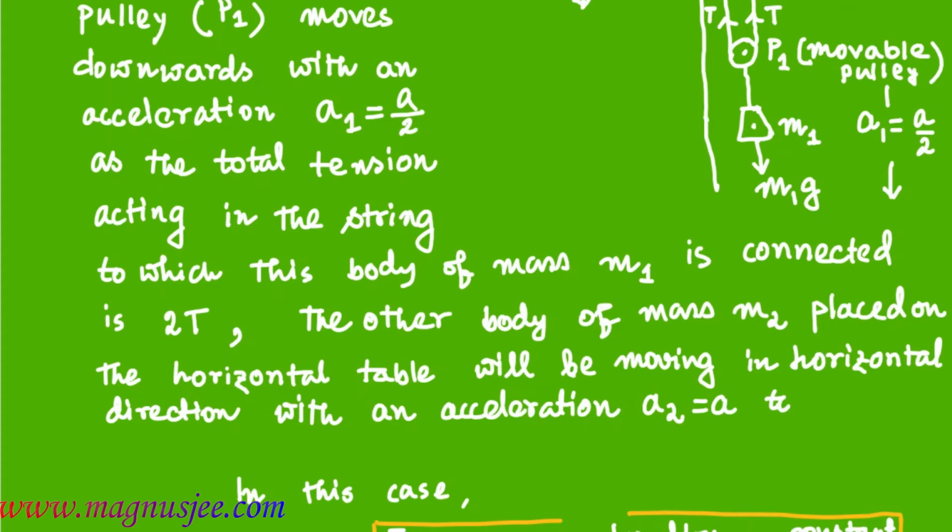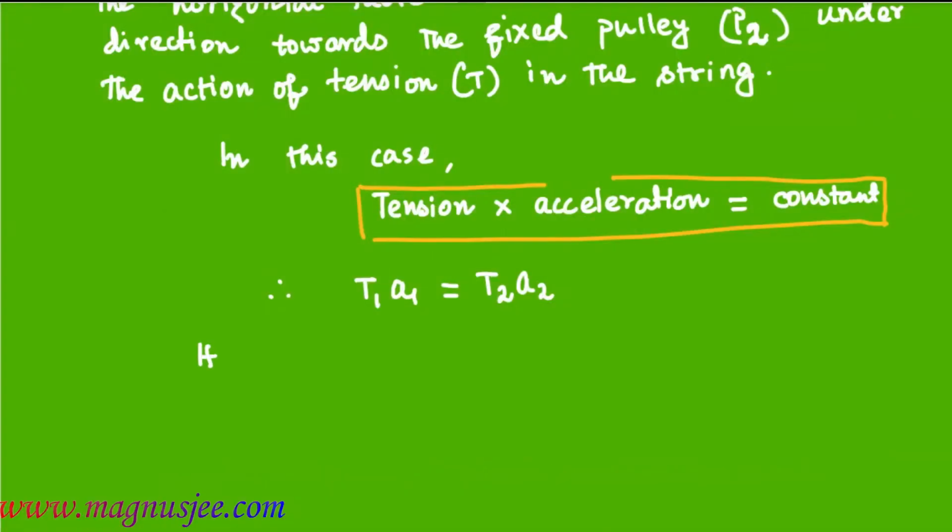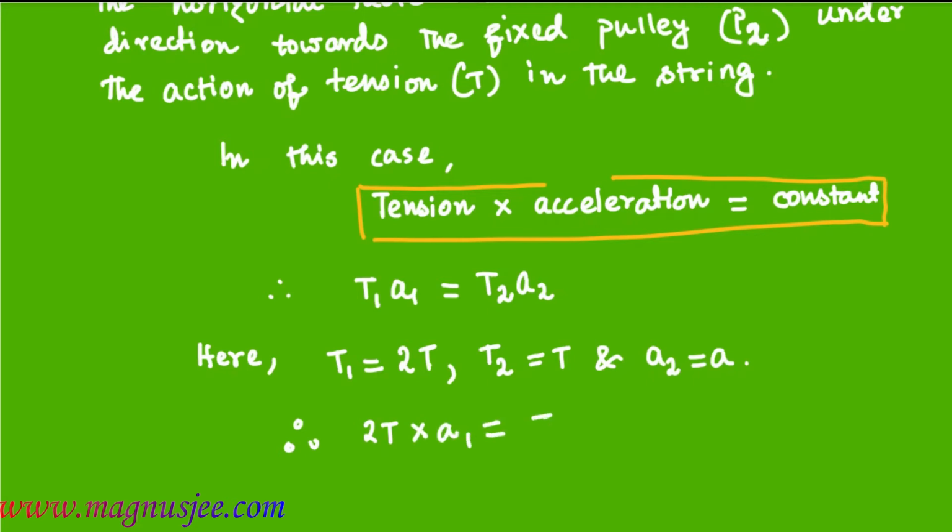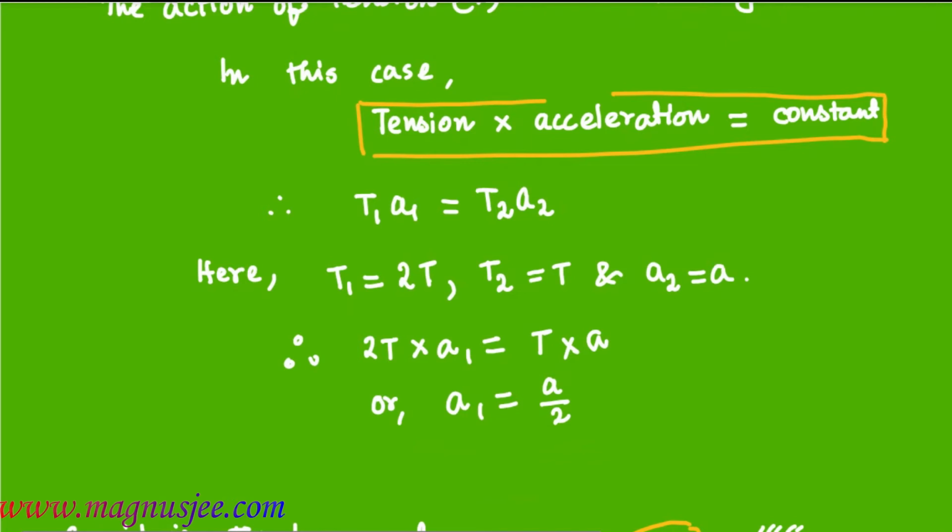This is because the tension acting in connection with the motion of mass M1 is 2T, and the tension acting in connection with the motion of mass M2 is T. In this case, tension into acceleration equals a constant, therefore T1 A1 equals T2 A2. Here T1 equals 2T, T2 equals T, and A2 equals A. Putting these values in the previous equation, we get 2T into A1 is equal to T into A. Therefore A1 is equal to A by 2.